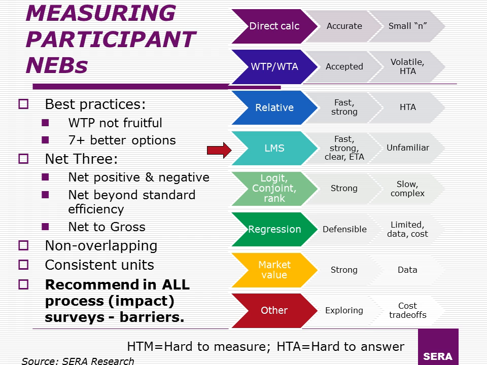Best measurement approaches says that we need to have what I like to put as net 3: net positive and negative NEBs, net beyond standard efficiency equipment that would have been installed otherwise, and net, considering net to gross. We also want to make sure in our surveys the things we're talking about are non-overlapping, and we want to ultimately come out with consistent units, per household or per customer per year or something like that, so we can add them up in a sensible way.